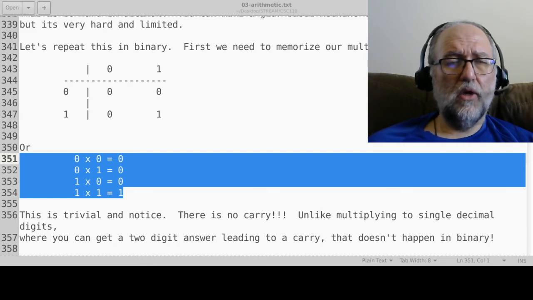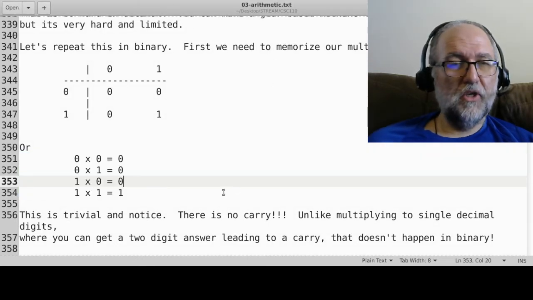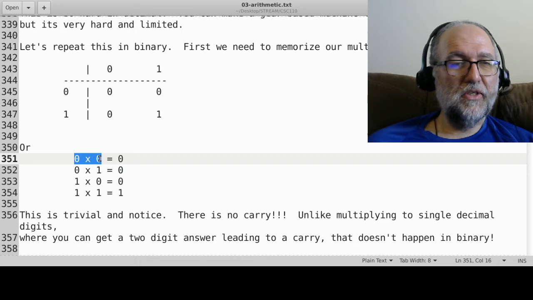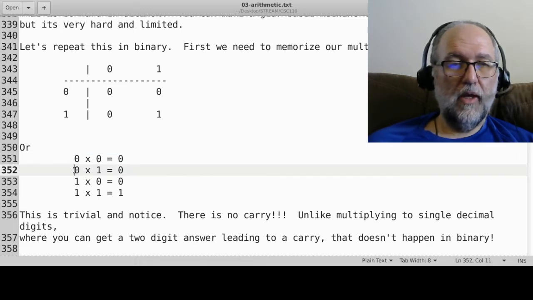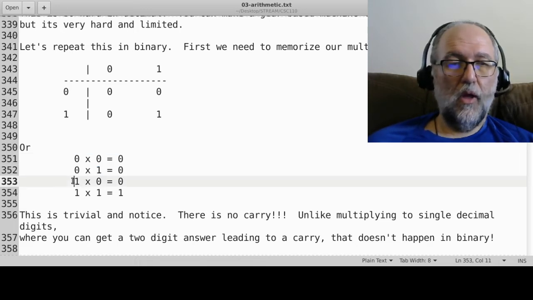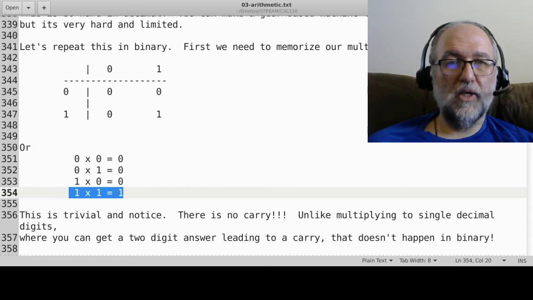The first thing. Let's go through our multiplication tables. So, ready to memorize your multiplication tables? 0 times 0 is 0. 0 times 1 is 0. 1 times 0 is 0. And 1 times 1 is 1.